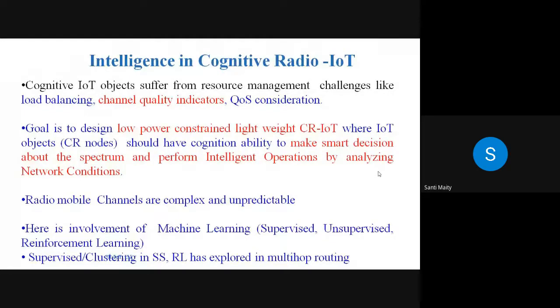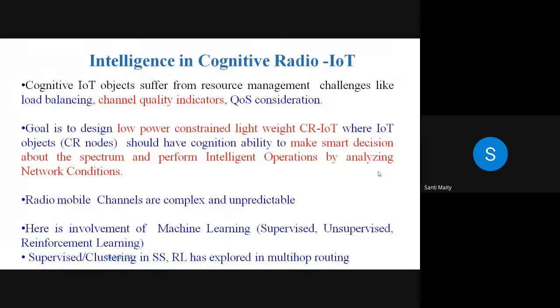Because if you look at IoT medical telemetry services by means of CR, you must not compromise the quality, because you have to have a good quality physiological signal of the patient. Otherwise, detection will be faulty. So this QoS consideration already says that our IoT objects should have low weight, small size, so low power constraint, lightweight CR-IoT, while IoT objects should have cognition ability to make smart decisions about the spectrum and perform intelligent operation by analyzing network conditions.